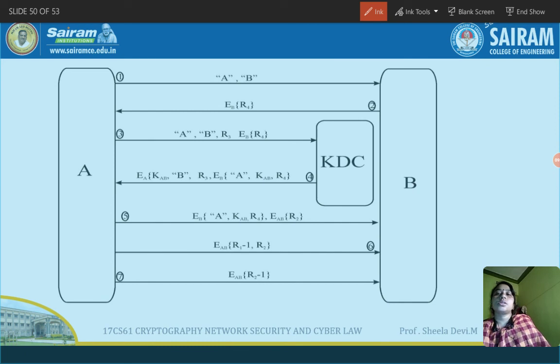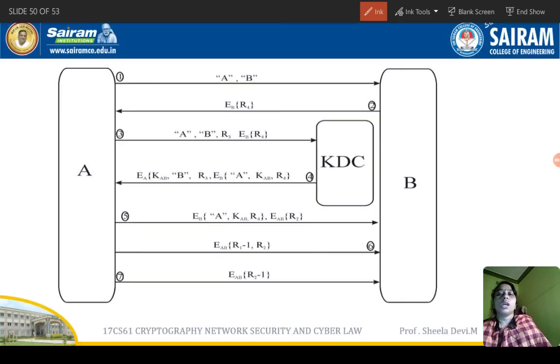See the first message, A comma B. A is sending to B that I want to communicate with you. And in the second message, B is sending to A: this is the challenge, R4 is my challenge, which is encrypted with the long-term secret of B. By this you will come to know. See, this KB is nothing but the long-term secret of B, which is known only to B and to the KDC.